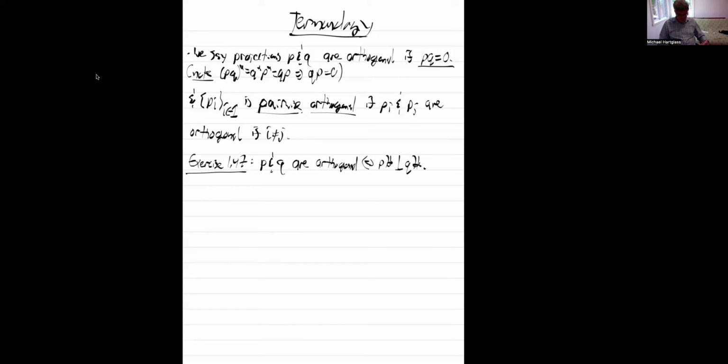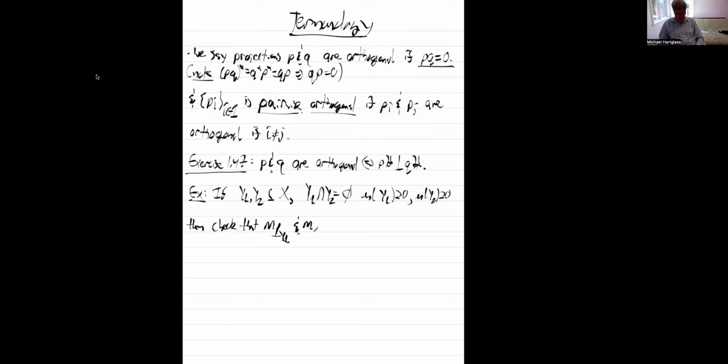And maybe as an example from what I had just written before, if Y1, Y2 are subsets of X, sorry, indentations all over the place, my apologies, they're disjoint, and both are measurable with positive measure, then you can check that the multiplication operators of the indicator function on Y1 and the indicator function on Y2 are orthogonal projections.